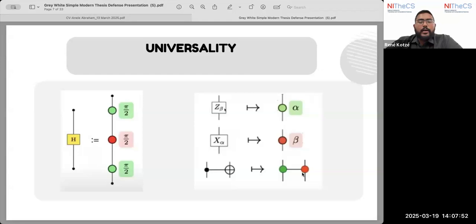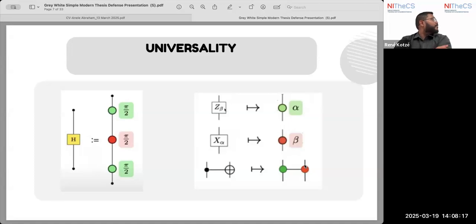This shows that any Z rotation, the controlled NOT gate, as well as the Hadamard gate can be written very simply in terms of a ZX diagram. And hence, any quantum circuit can be transformed into a ZX diagram by writing your gates in terms of these spiders here on the right-hand picture.